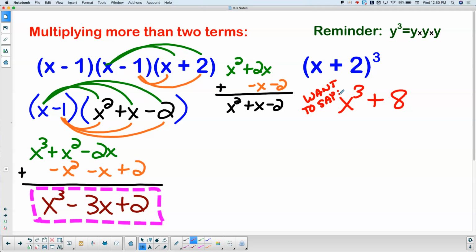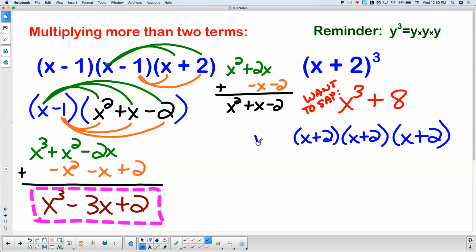But really, the reminder that I have up there is that y cubed is y times y times y. So this really is x plus 2 times x plus 2 times x plus 2. Okay. So you find me what x plus 2 quantity cubed really is now. Go.